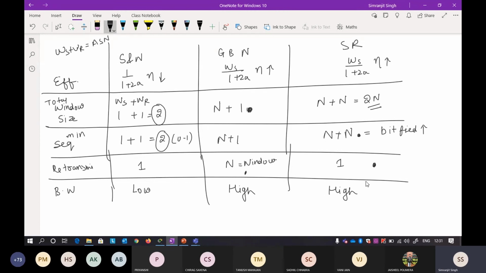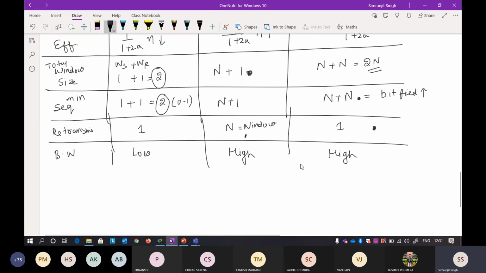Okay. So because the communication between the sender window and the receiver window is a lot more, and the retransmission required here is a lot more, that is why the bandwidth required in both of these cases is higher.